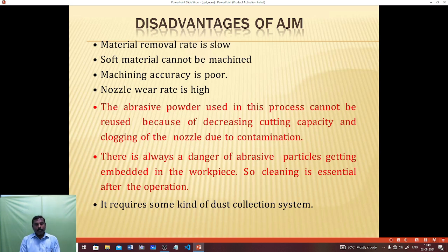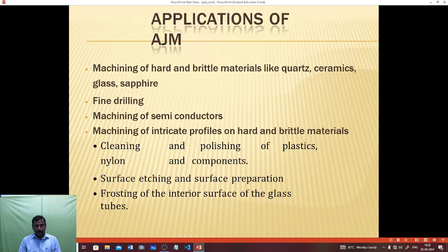There is always a danger of abrasive particles getting embedded in the workpiece, so cleaning is essential after the operation. It also requires some kind of dust collection system.